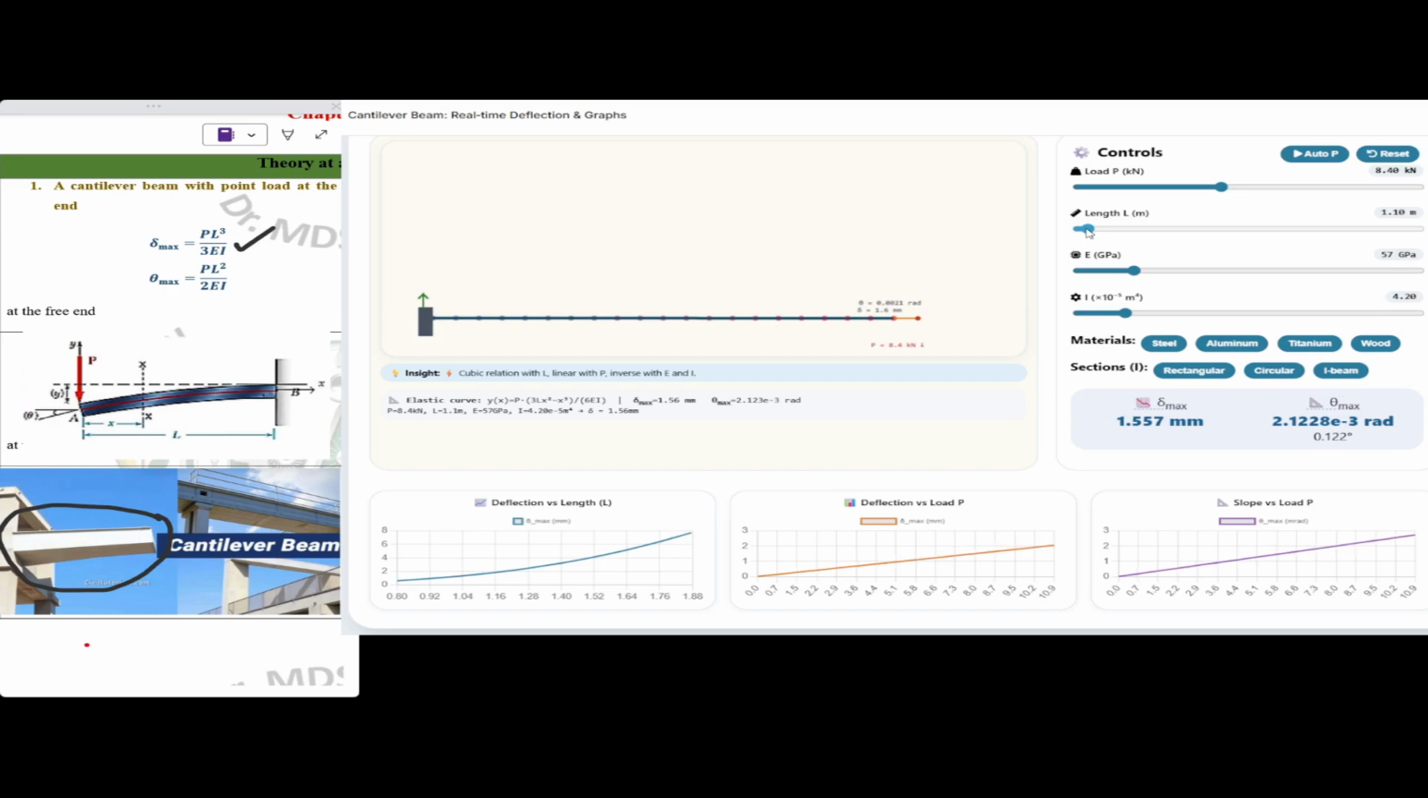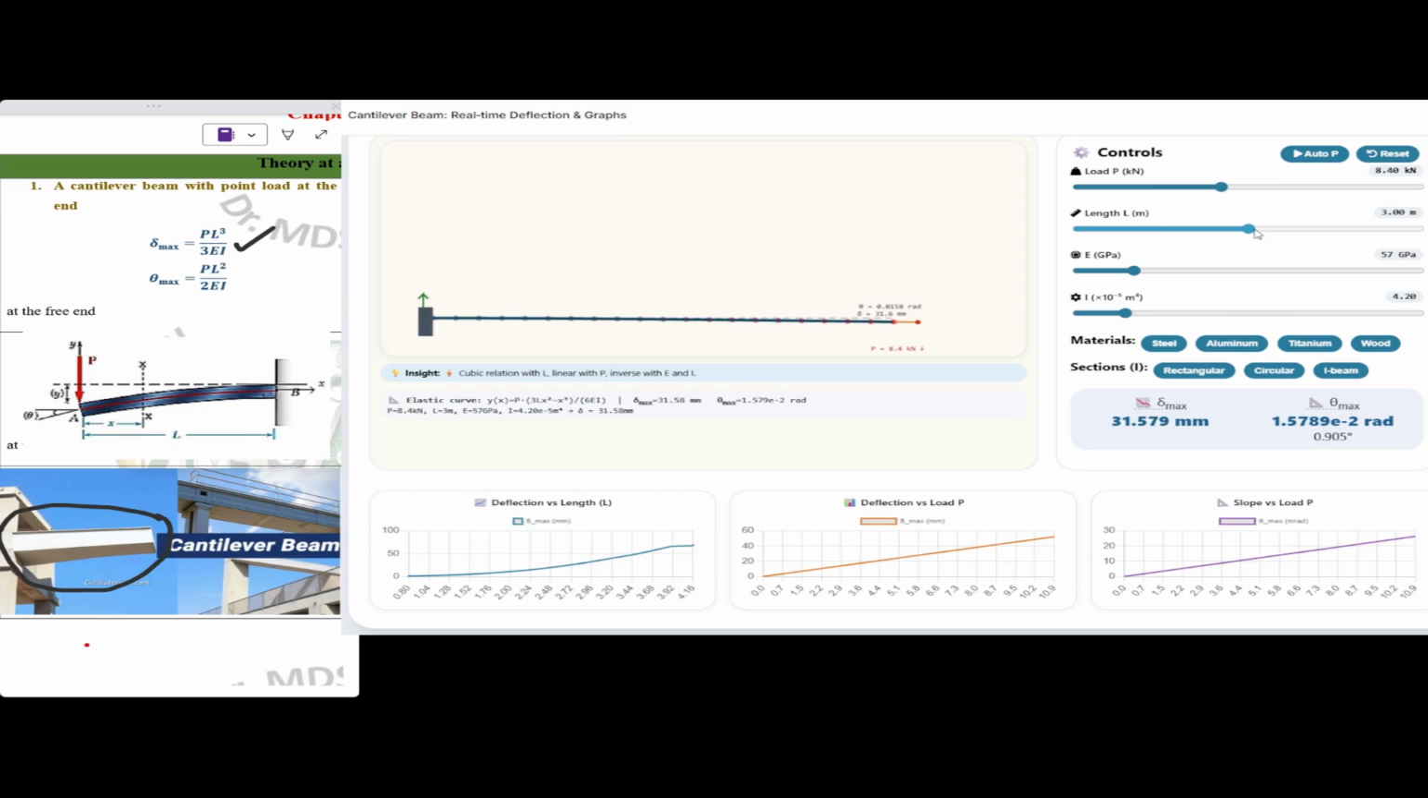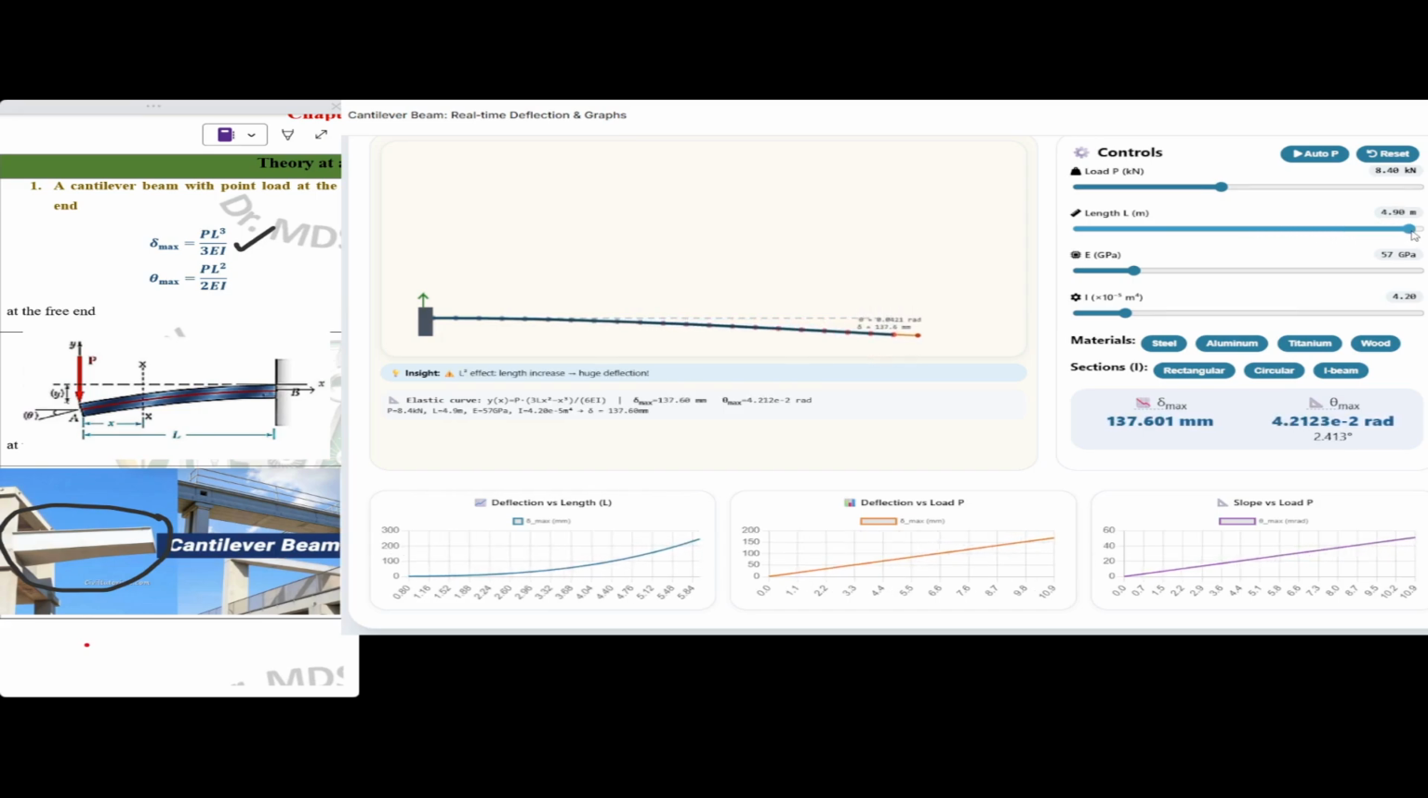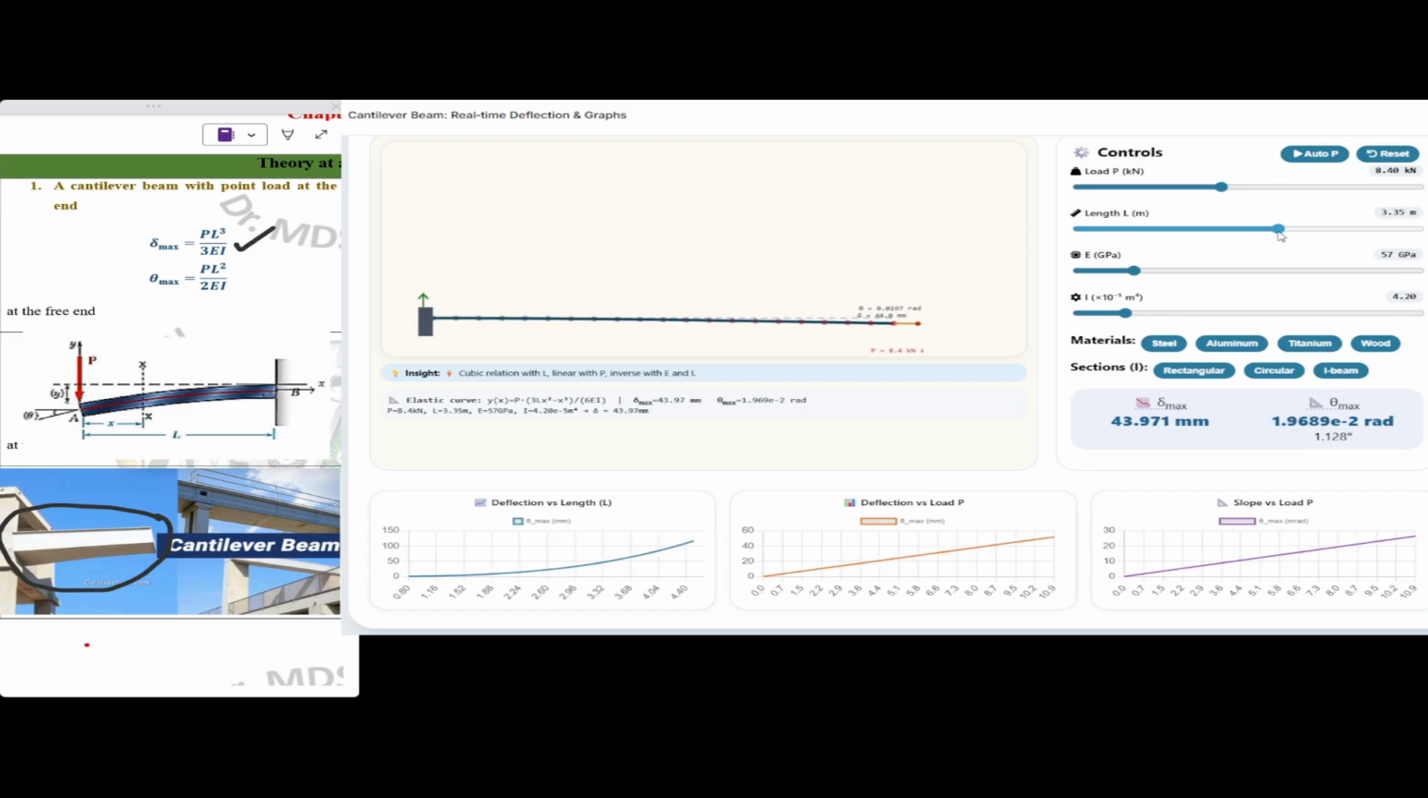As you change the length, go to the decreased length, minimum length it is now. Since deflection and theta are directly proportional to L, the lesser the L value, the lesser will be the delta and theta. As you increase the L value, see what is happening: both slope and deflection are increasing. Keep the value somewhere here.